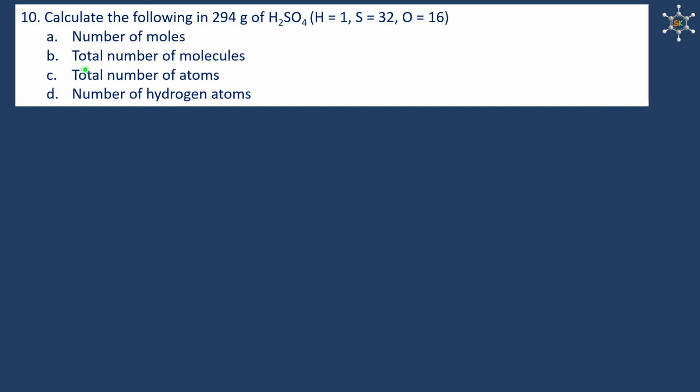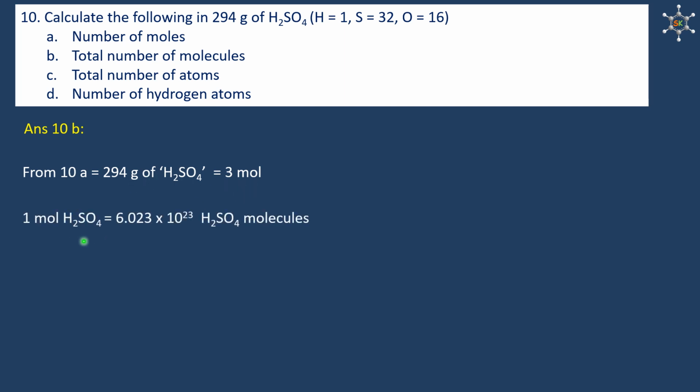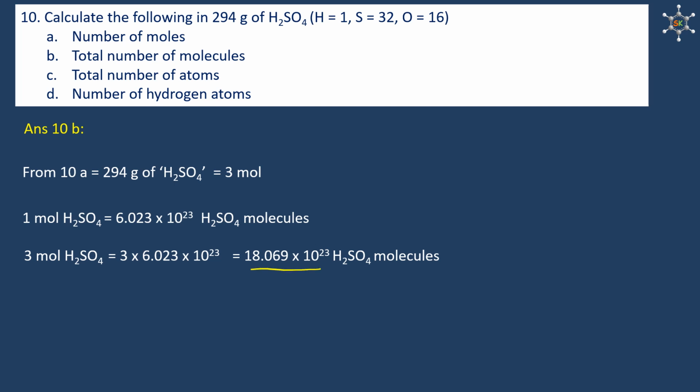Problem B. We need to calculate the total number of molecules in 294 grams of sulfuric acid. From problem A, we understood that 294 grams of sulfuric acid means 3 moles. We know that 1 mole of sulfuric acid consists of Avogadro number of sulfuric acid molecules. So, 3 moles of sulfuric acid consists of 3 into Avogadro number of molecules. If we simplify this, we get the answer as 18.069 into 10 to the power of 23 sulfuric acid molecules.